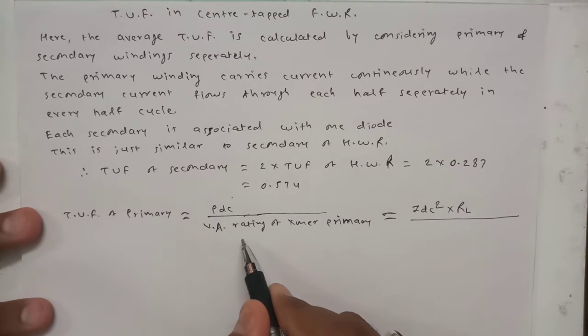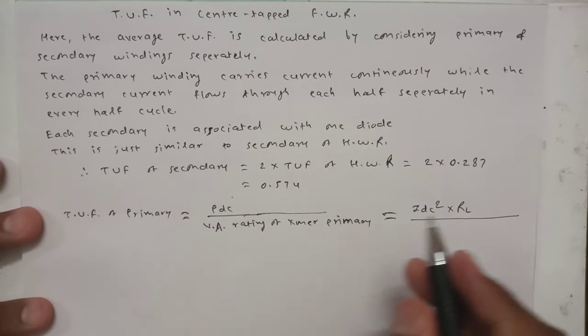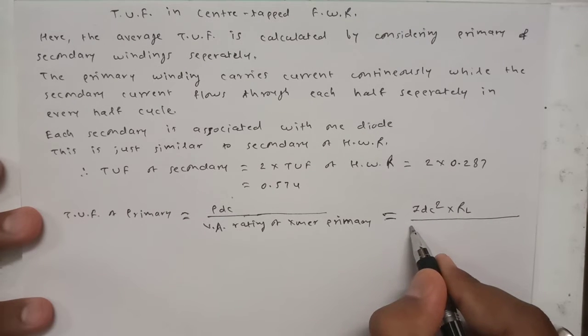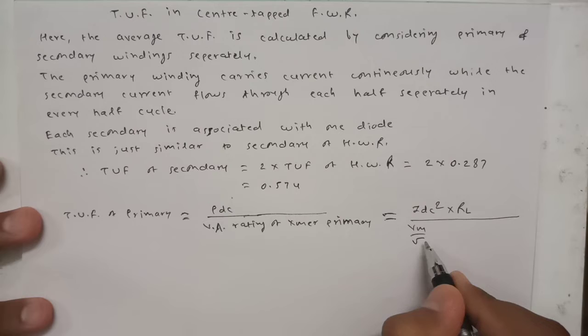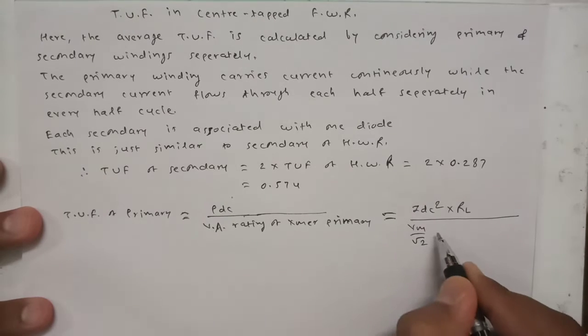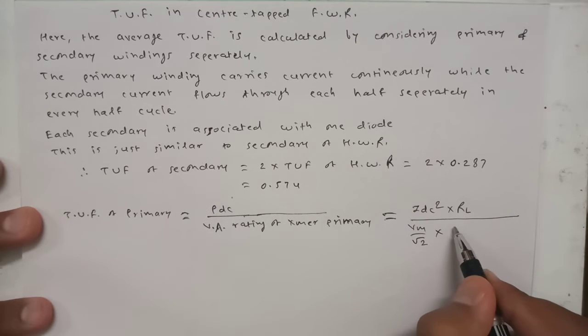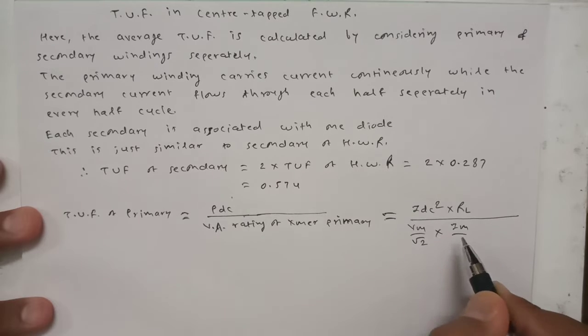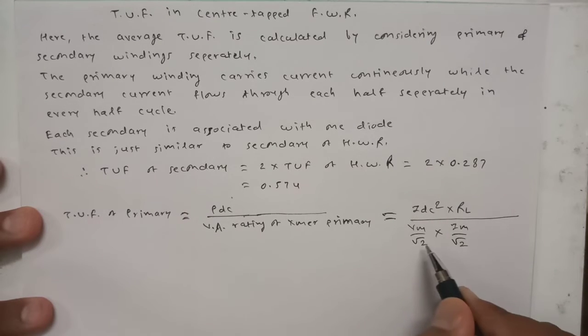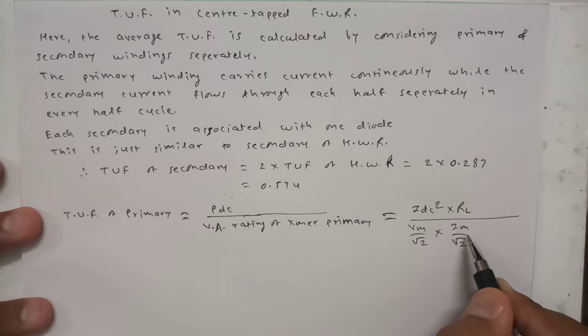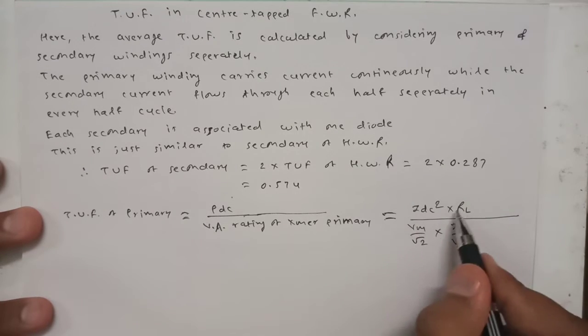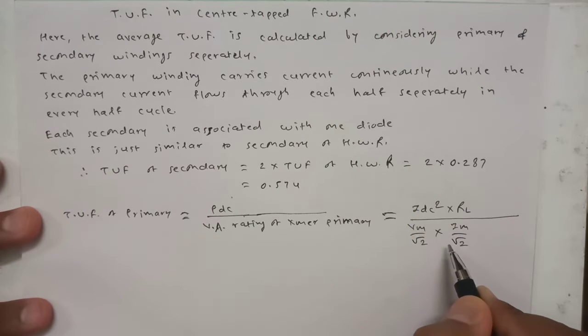Now if we are talking about the primary, what should be the RMS value of voltage? So RMS value of voltage will be Vm by root 2. Now this is clear, na, Vm by root 2. Also, as this is the full wave, the RMS current will also be Im by root 2. So this is nothing but RMS voltage multiplied by RMS current. So V into I is nothing but the power. So this is the PDC and this is the PAC, right?